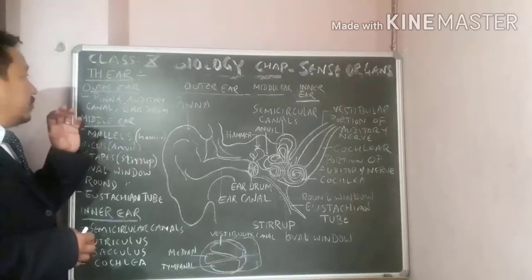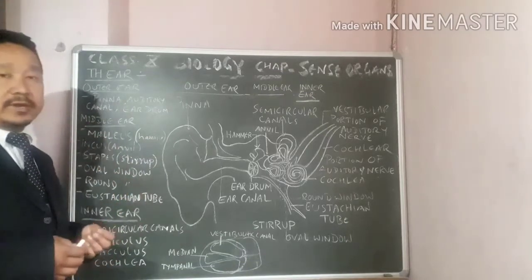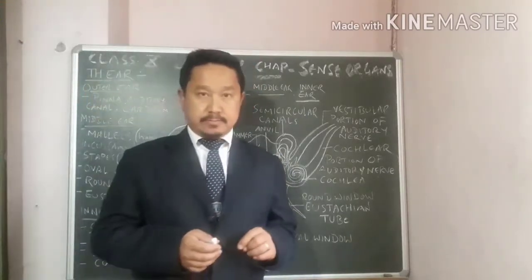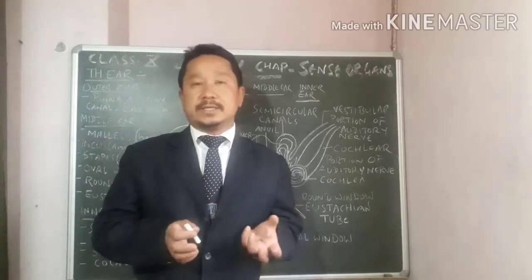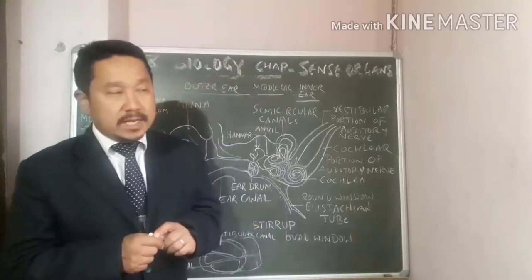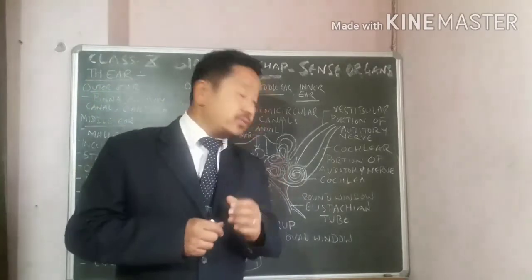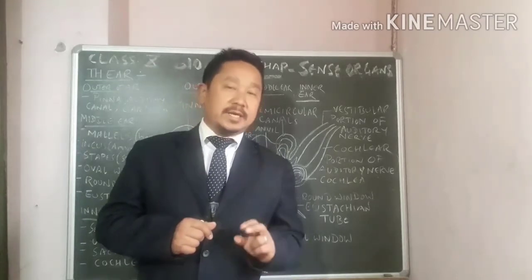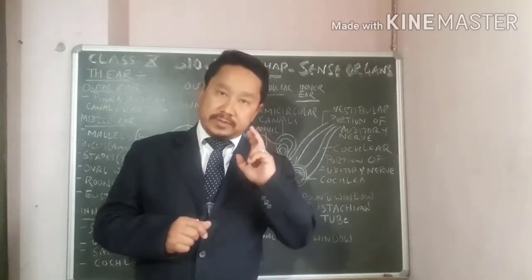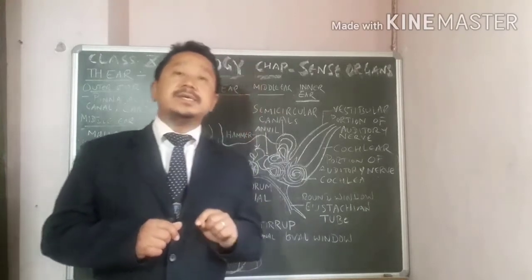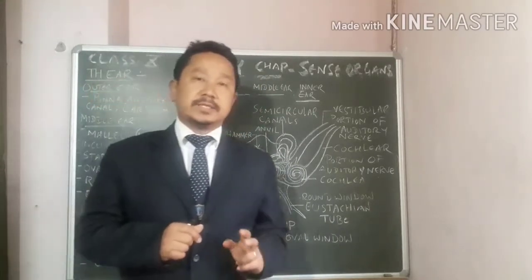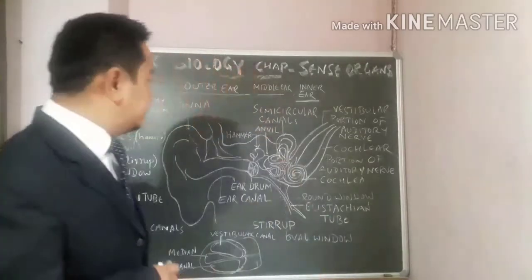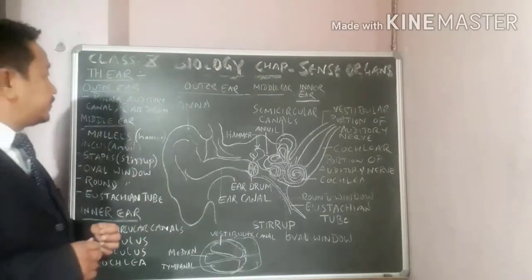First, we'll know the function of the ear. As you all know, the function of the ear is to hear. Hearing is the primary function of the ear. But besides this, the ear is also meant for maintaining the balance of the body. That means there are two functions of the ear: one is hearing, the other is to maintain the balance of the body. Now we'll see the structure of the human ear.